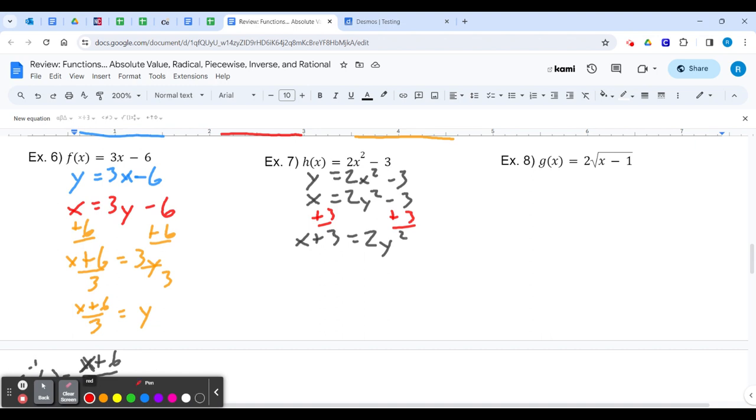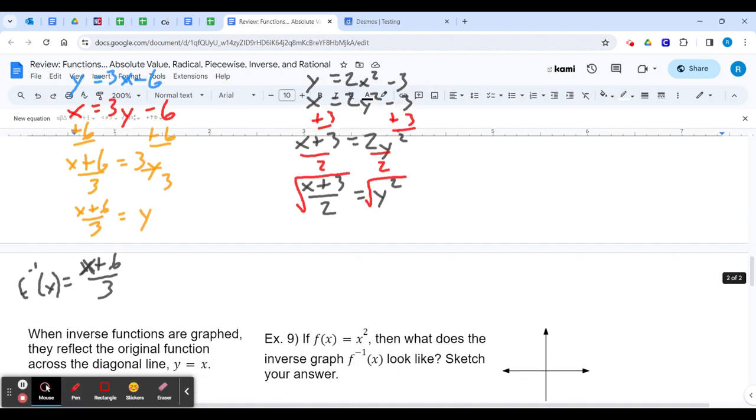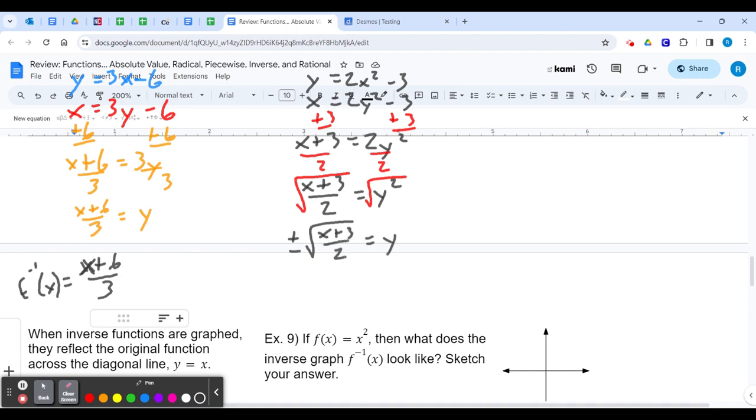Okay, then we want to divide by 2 on both sides. So x plus 3 divided by 2 equals y squared. And finally, to get rid of this exponent here, to get rid of the square, we want to square root everything. And this is a tricky component. When we square root stuff, we want to make sure we account for the plus or minus on both sides of that thing. So plus or minus the square root of x plus 3 over 2 equals y. The square and the square root cancel out.